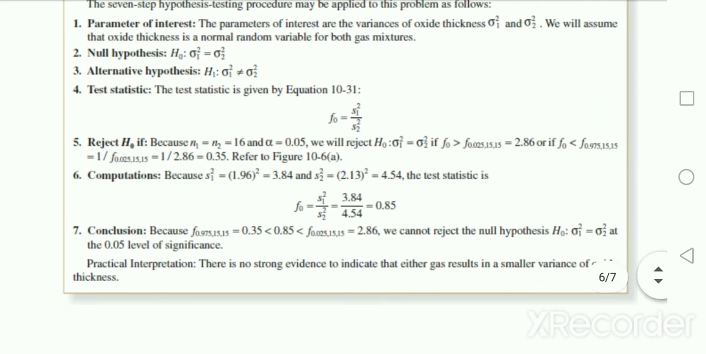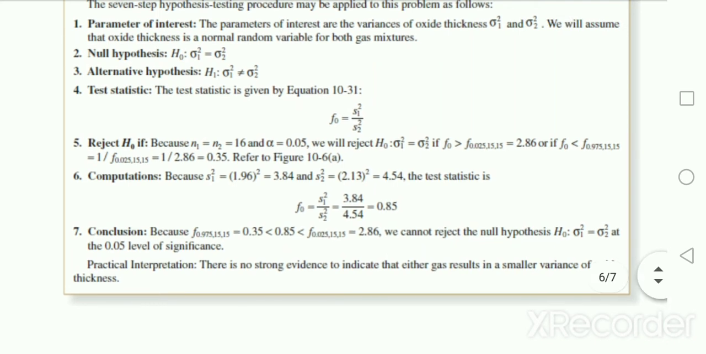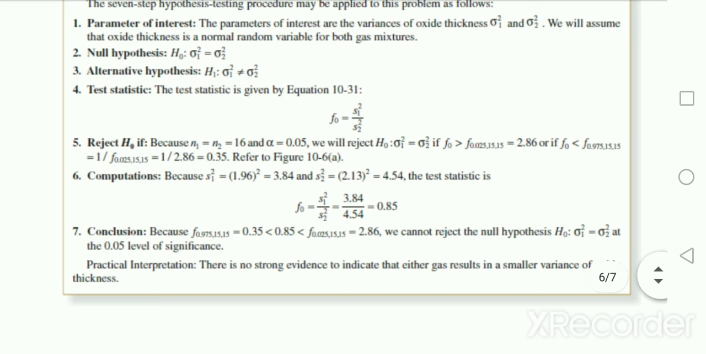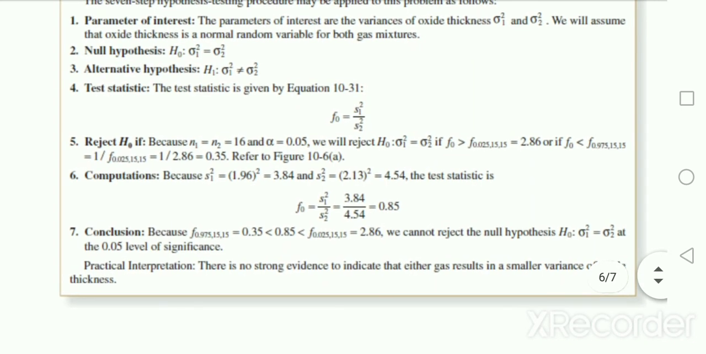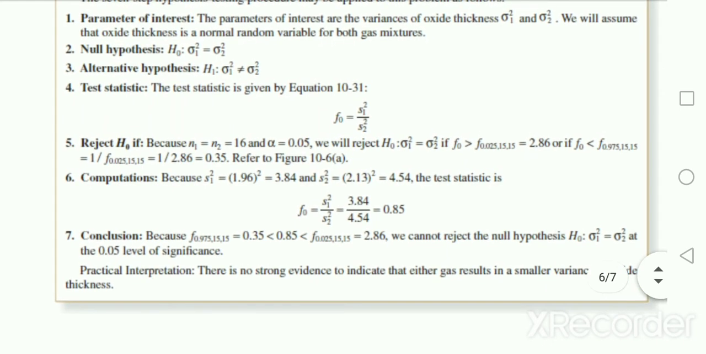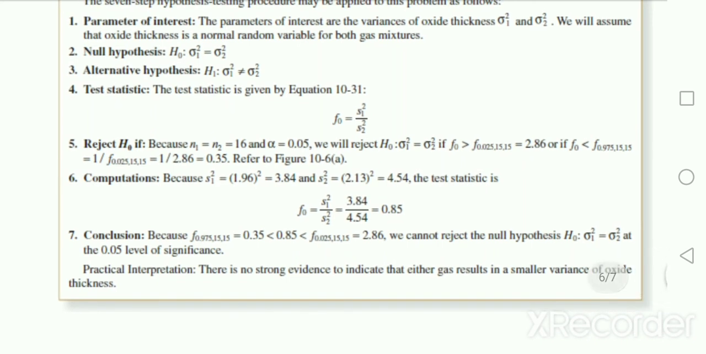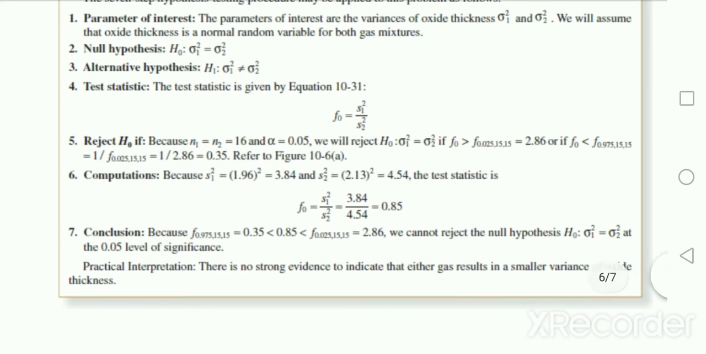If you check the table for alpha value 0.025, the F distribution value is 2.86. On the left side, the rejection criterion is F naught less than F 1 minus alpha by 2. So 1 minus 0.025 is 0.975, and F 0.975 comma 15 comma 15 is 0.35. You can check the table.